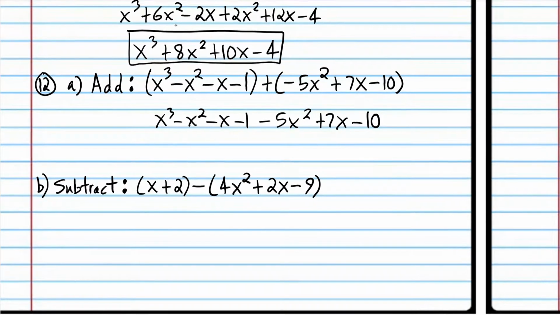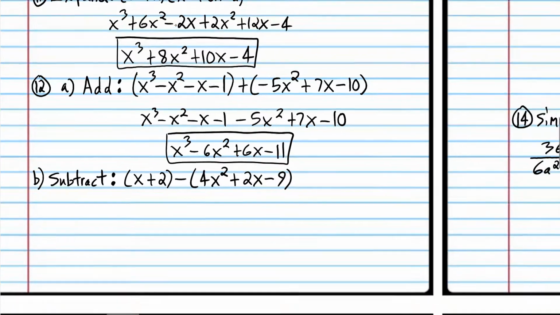Okay, so now we just add like terms. We have an x cubed term. We have 2x squared terms that add up to negative 6x squared. We have 2x terms, which add up to 6x, and negative 1 plus negative 10 is negative 11. And there you go.